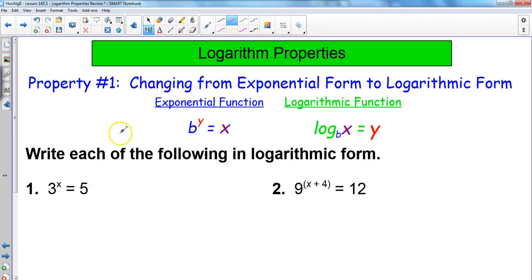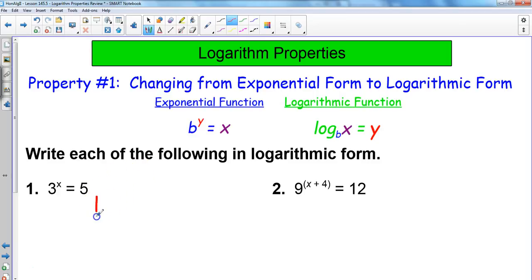How do we use this? Well, number one, we can go back and forth between forms, and sometimes that's useful in allowing us to figure out what we're trying to do. So we want to write each of these expressions in logarithmic form. So if I take this, again, here's our outline up here of how we go back and forth. This one is in exponential form, and so is this one. So we want to go from exponential to logarithmic.